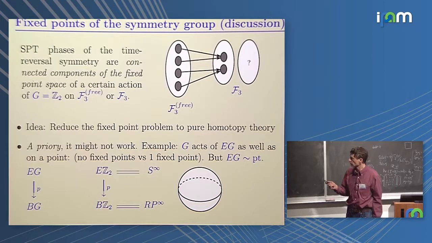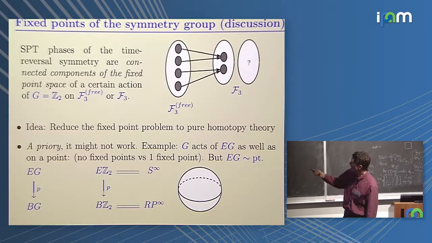So now we consider fixed points of the symmetry group. And this is a cartoon. We have F3 free, and those ellipses are sets of fixed points or connected components of this set of fixed points. And they're mapped to connected components of the set of fixed points here in F3. And there is something that we don't know. There are other phases, but we are just focusing on one connected component of F3, and within that connected component, we want to identify fixed points in their connected components.